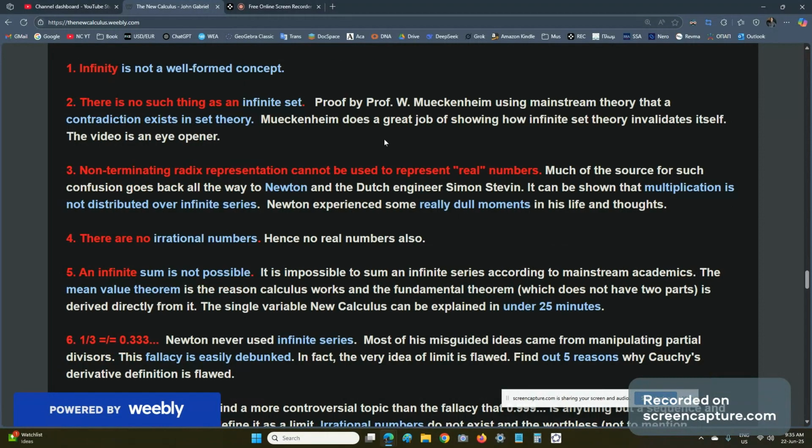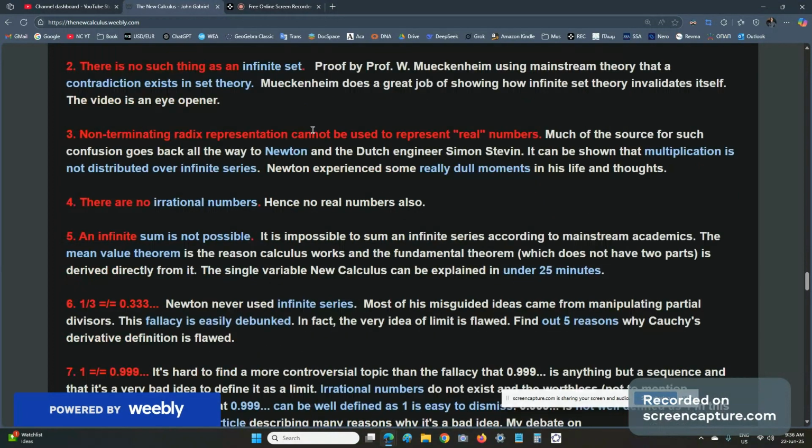A lot of the fallacies that have arisen in mathematics are a result of bad ideas, by which I mean ill-formed ideas. Set theory is not mathematics.